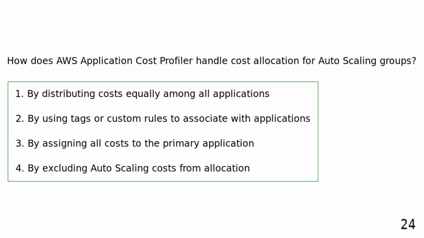How does AWS Application Cost Profiler handle cost allocation for auto-scaling groups? By distributing costs equally among all applications. By using tags or custom rules to associate with applications. By assigning all costs to the primary application. By excluding auto-scaling costs from allocation.